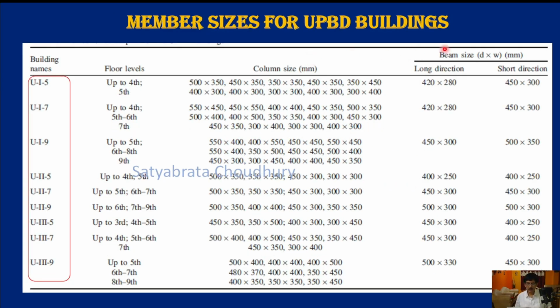The member sizes of UPBD buildings are obtained of course through UPBD theory. That is, beam depth is to be obtained through the UPBD formulation from the formula and from the chart, from the graph. So the column sizes and the beam sizes in long and short directions are shown here. The depth of the beam is obtained theoretically from the UPBD method. The width is taken, say 1/3 to 2/3 of the depth, which is the practice.